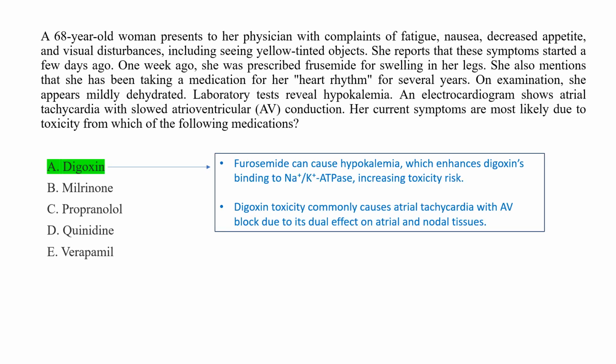The correct option here would be A. Digoxin, and that's because this patient's presentation and ECG findings are suggestive of digoxin toxicity, which is triggered by concurrent furosemide use. Now, furosemide can cause hypokalemia, which enhances digoxin's binding to sodium potassium ATPase, increasing toxicity risk. Digoxin toxicity commonly causes atrial tachycardia with AV block due to its dual effect on atrial and nodal tissues.